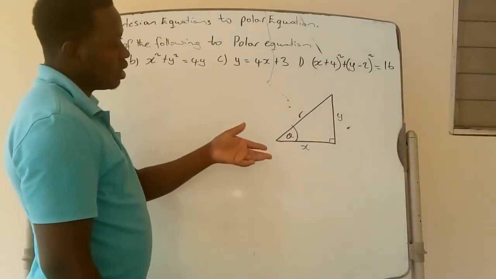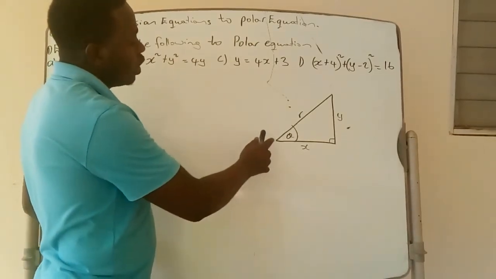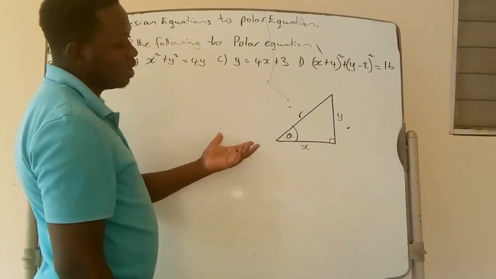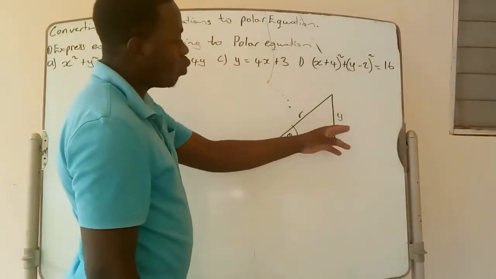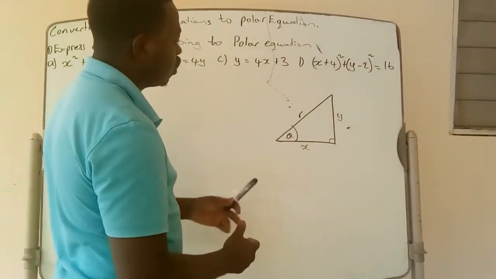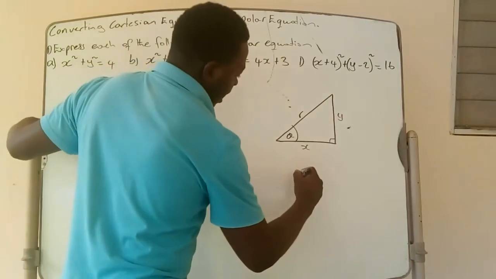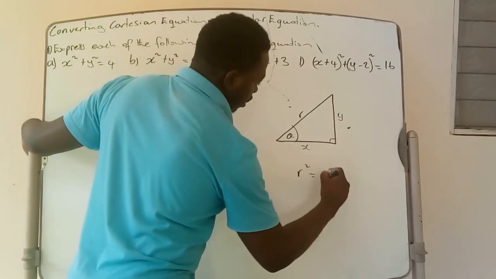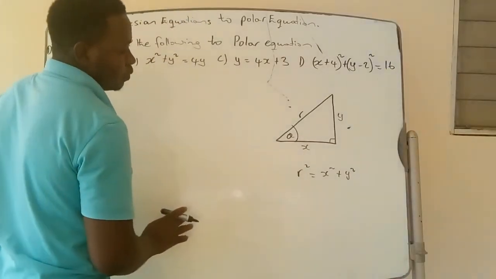Note that anything that has to do with polar coordinates or polar equations has to do with R and theta. Anything that has to do with rectangular or Cartesian equations has to do with X and Y. Now, one relationship we can generate is to apply Pythagoras theorem to this right angle triangle. If R is the hypotenuse, then R squared is equal to X squared plus Y squared. That's one relationship.